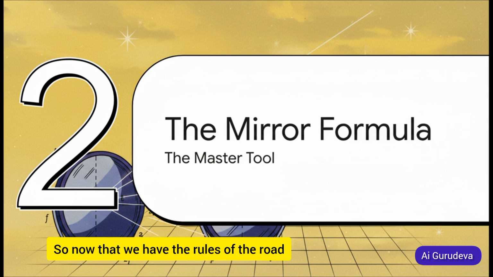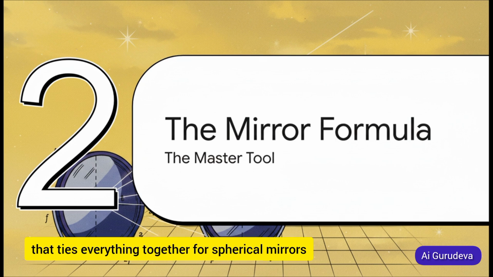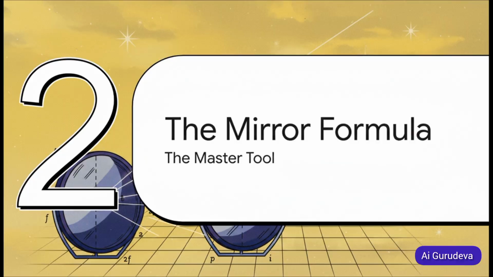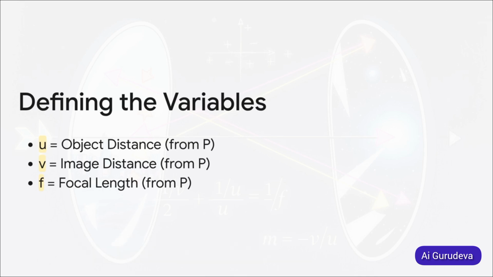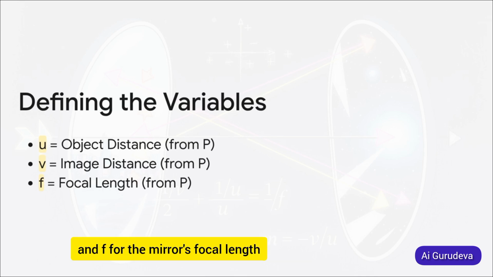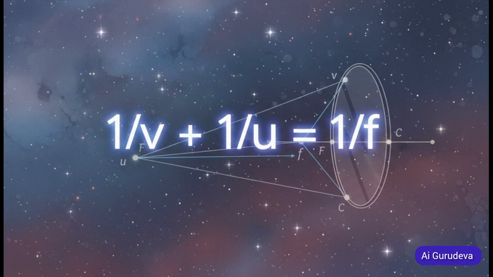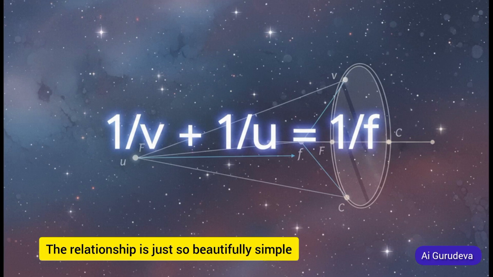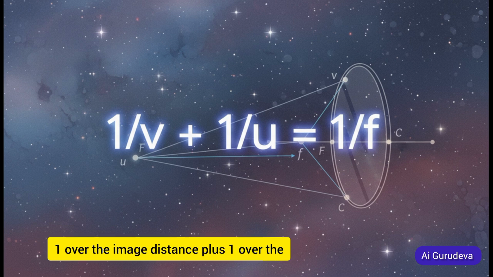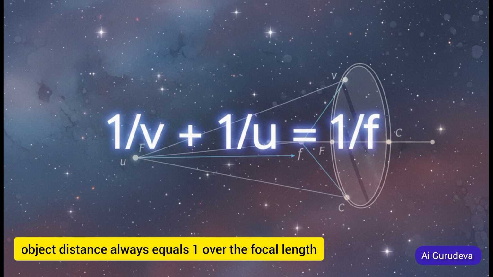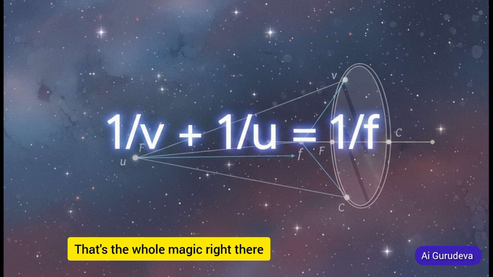So now that we have the rules of the road, let's bring out the master tool that uses them. This is the one elegant equation that ties everything together for spherical mirrors. This formula connects our 3 key players, all measured from the pole, remember? We've got u for the object's distance, v for the image's distance, and f for the mirror's focal length. And there it is. The relationship is just so beautifully simple. 1 over the image distance plus 1 over the object distance always equals 1 over the focal length. That's the whole magic right there.